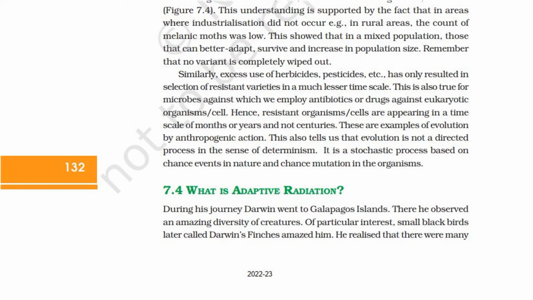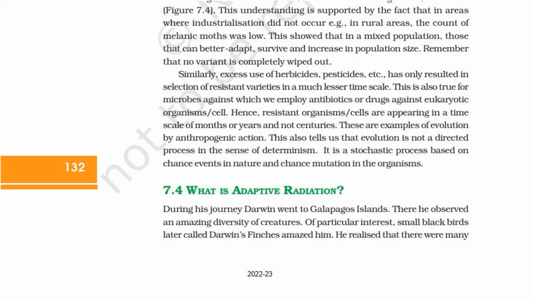Similarly, excess use of herbicides, pesticides, etc., has only resulted in selection of resistant varieties in a much lesser time scale. This is also true for microbes against which we employ antibiotics, or drugs against eukaryotic organisms' cells. Hence, resistant organisms' cells are appearing in a time scale of months or years and not centuries. These are examples of evolution by anthropogenic action. This also tells us that evolution is not a directed process in the sense of determinism. It is a stochastic process based on chance events in nature and chance mutation in the organisms.